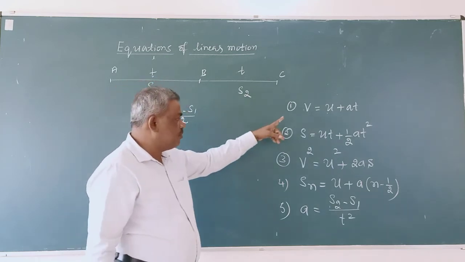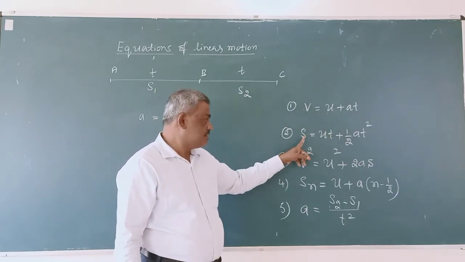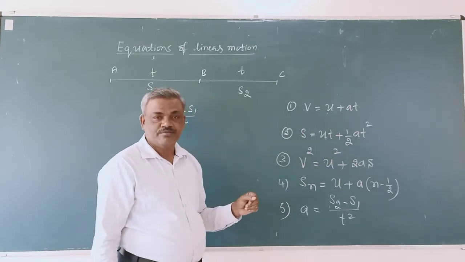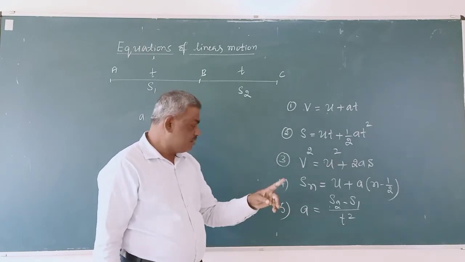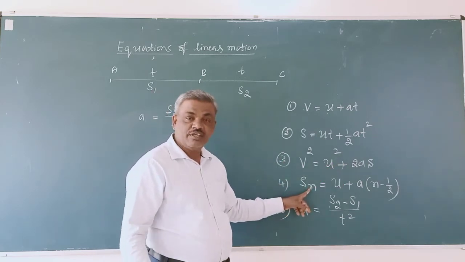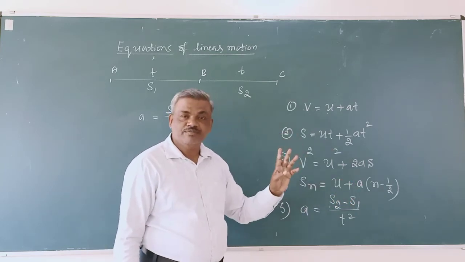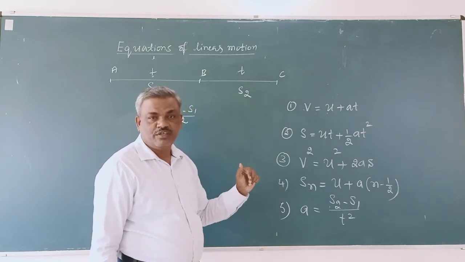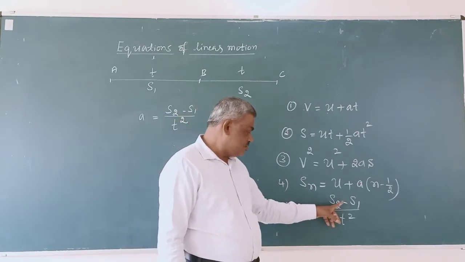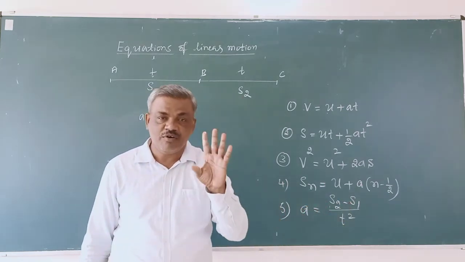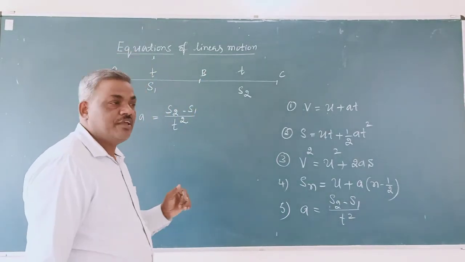The first equation of motion, v equals u plus at. Second equation of motion, s equals ut plus half at square. And the third, v square equals u square plus 2as. And the fourth equation, Sn equals u plus a times (n minus 1) by 2, where Sn is the distance in the nth second of motion. The fifth one, a equals S2 minus S1 by t square. These 5 important equations of linear motion are the kinematic equations.